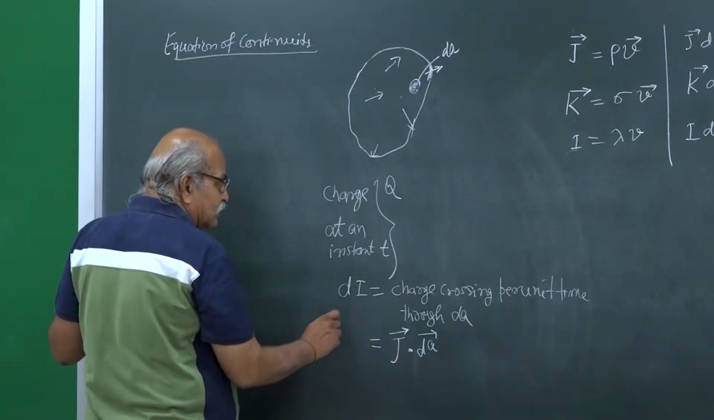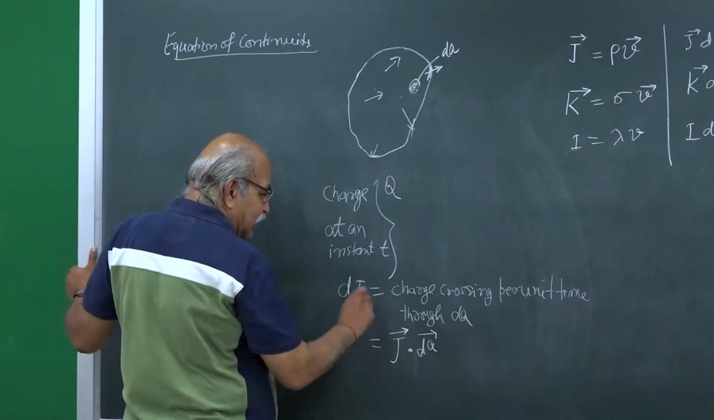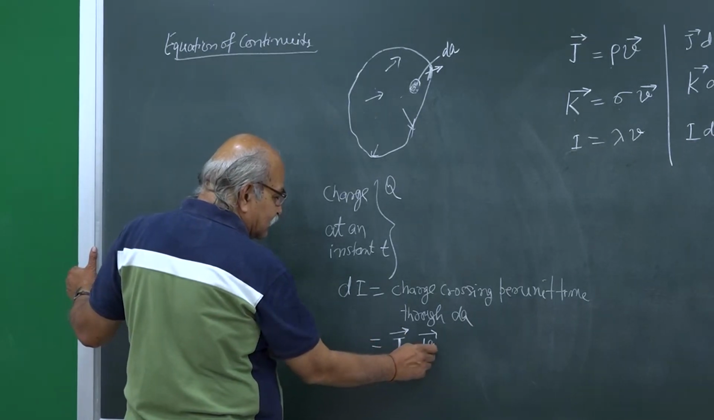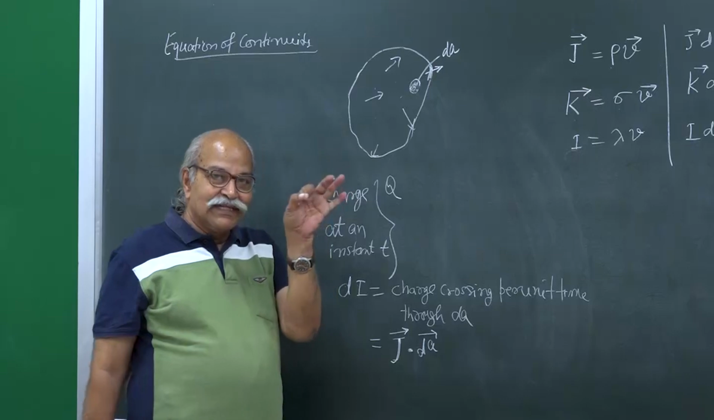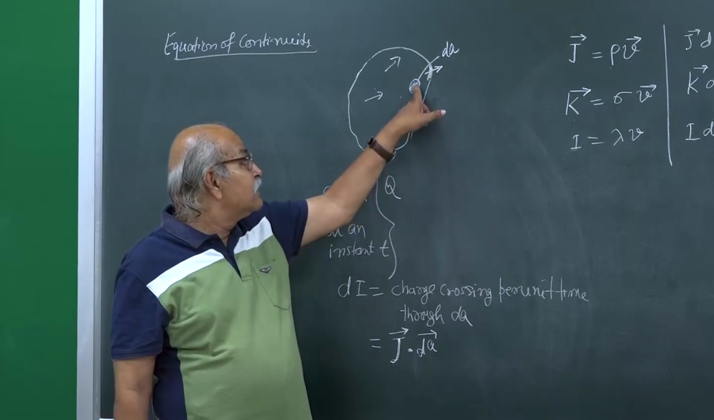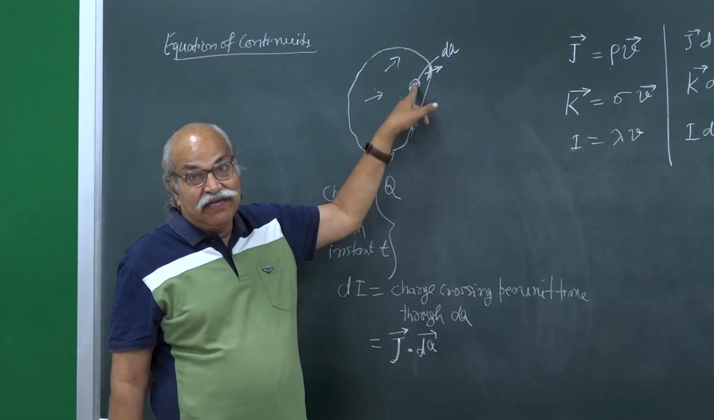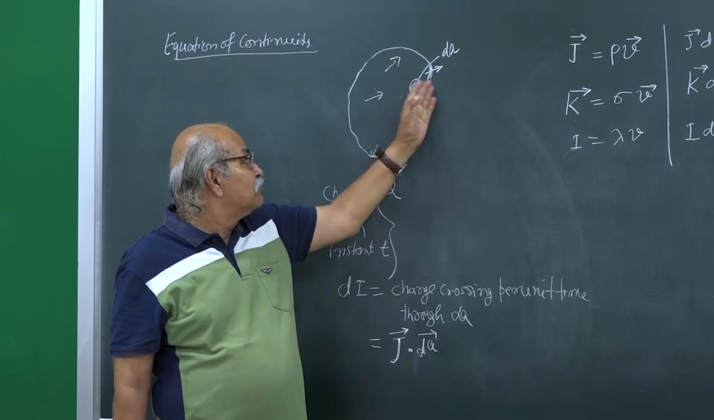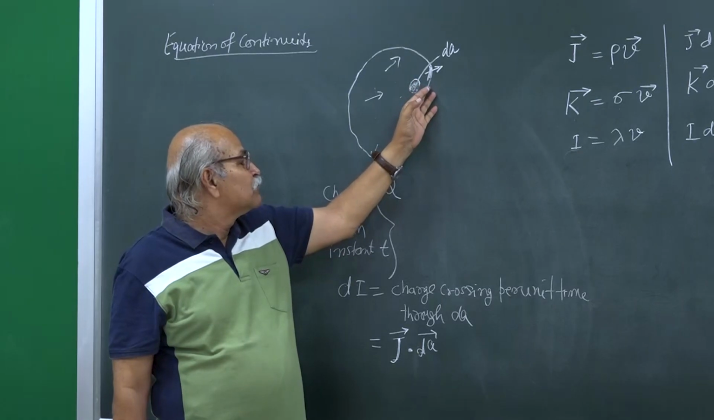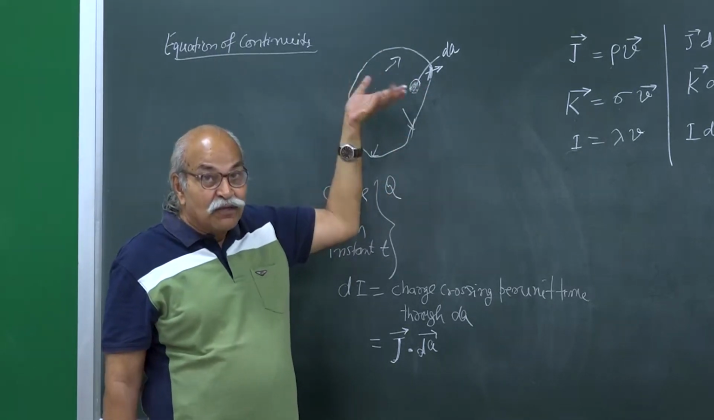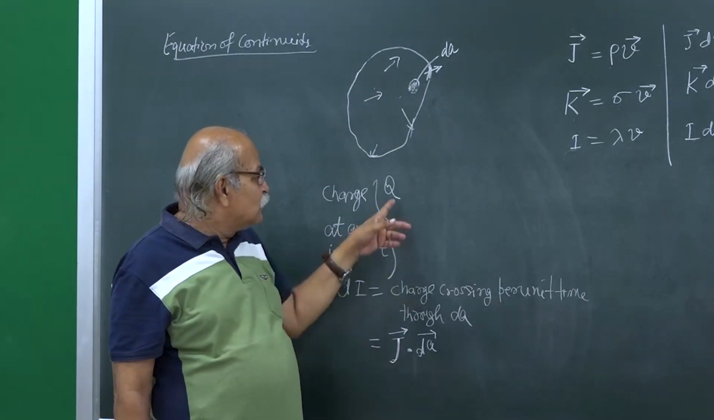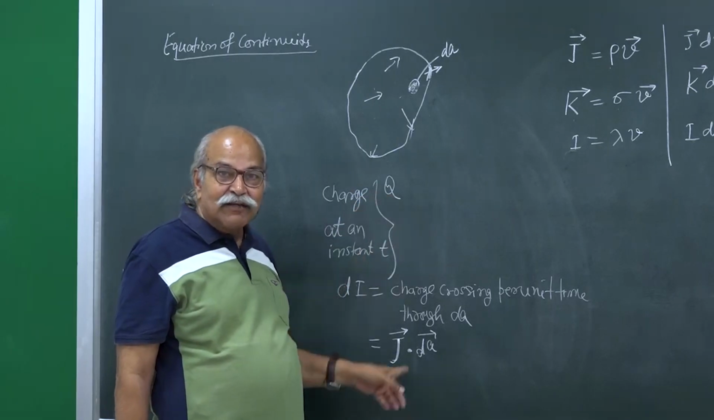So, in time dt, now let us say what happens. This is at time t, everything at time t: this is the current density, and this is of course the small area that we have chosen. As time passes, the current density here can change. Maybe at this moment fewer charges, electrons, are crossing, but after some time more charges are crossing. So this J can depend on time, this Q can depend on time. So, everything at time t.